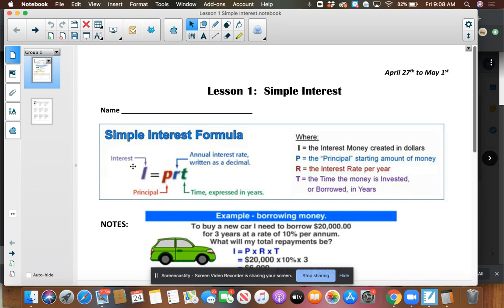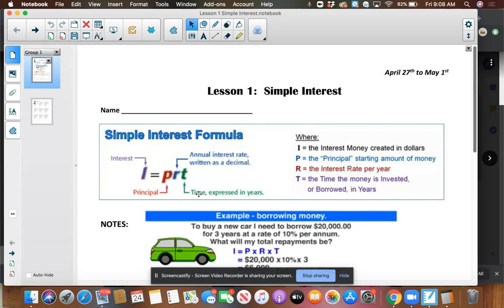So if they're asking for the interest, that would be the I. You multiply the principal, the amount that you're going to borrow, times the rate changed into a decimal. The rate will always be given as a percent. You'll need to change it to a decimal. And then times the T, which is the time. How much time is going to pass in years?